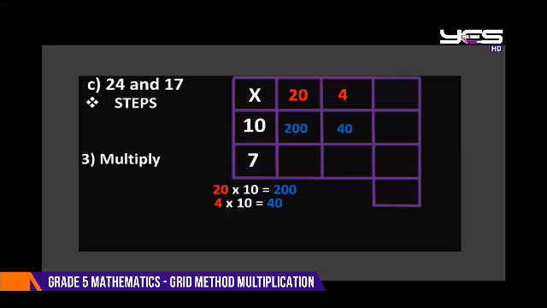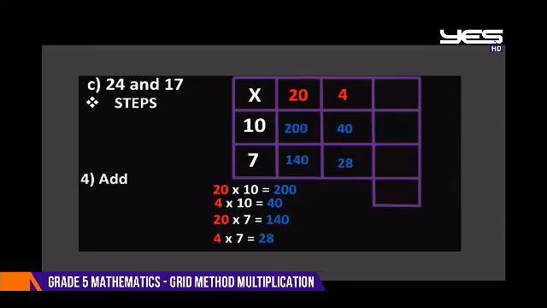So 7 times 2 are 14. When we add the corresponding 0, it will be 140. 7 times 4 are how much? Yes, it is 28. Then the next step is we need to add these.